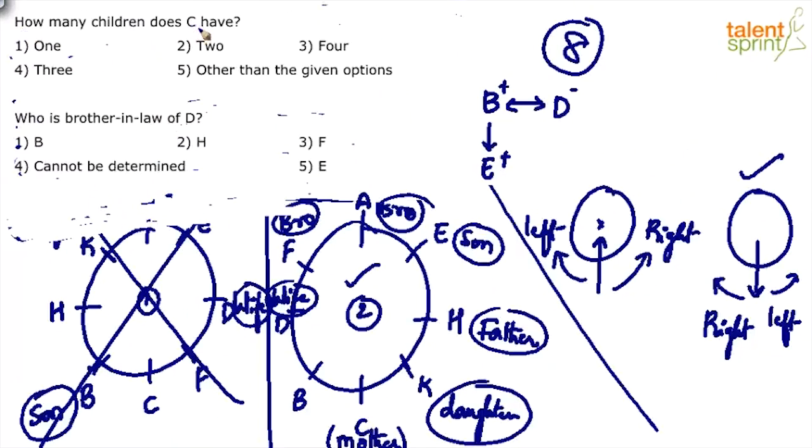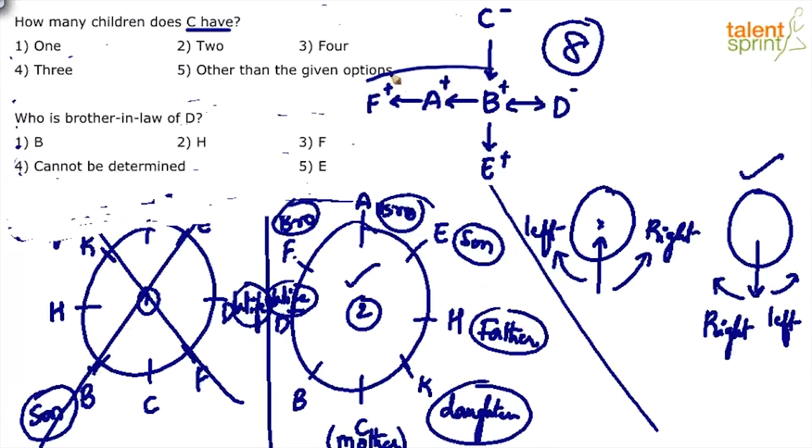How many children does C have? Now this is interesting. Remember, C is B's mother. If you have to complete the family tree, C is B's mother. Now how many children does C have? C's child is B, C's son is B. But we know that B has also got 2 siblings, A and F. So altogether, there will be 3 children that C has.